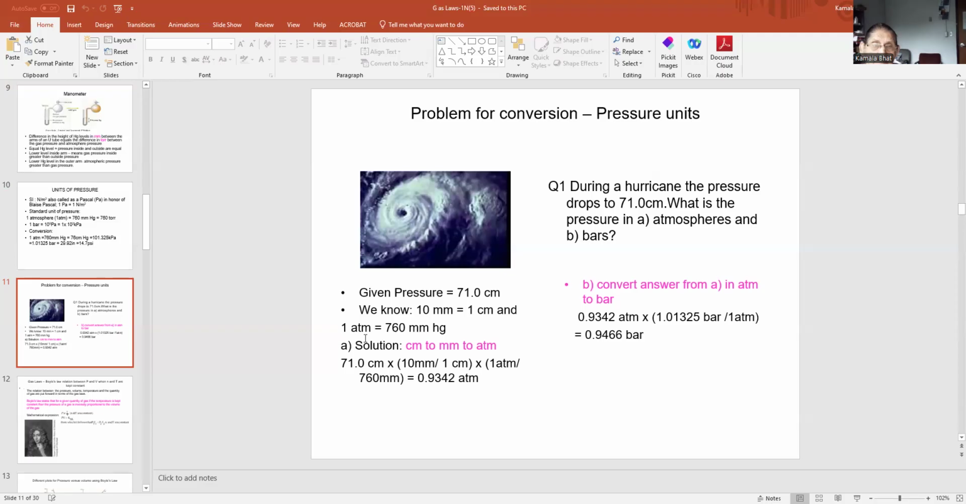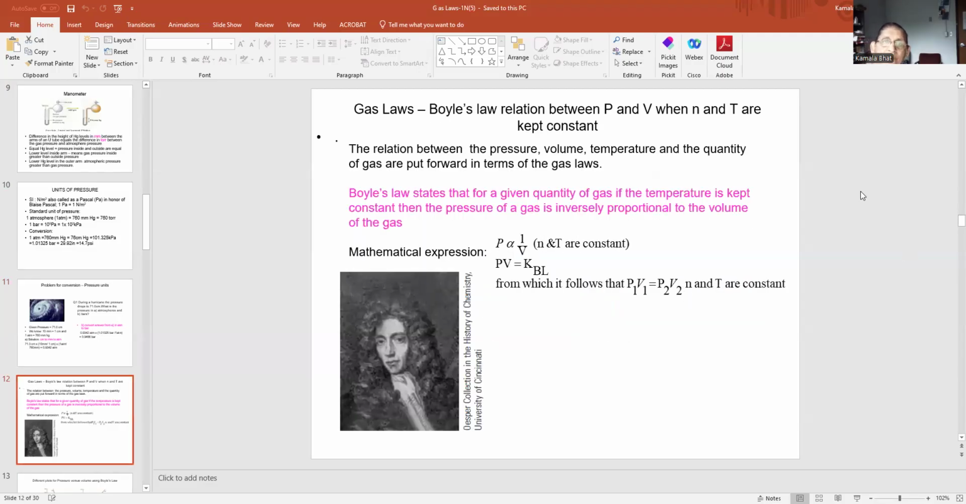Or you can also use that 76 centimeters is equal to 1 atmosphere, and therefore 71 centimeters divided by 76 centimeters gives you a ratio, and then multiply it by 1 atmosphere. That fraction is your value in atmospheres. Same thing for bar: once you know the atmosphere, we know that 1.01325 bar equals 1 atmosphere, and convert it.